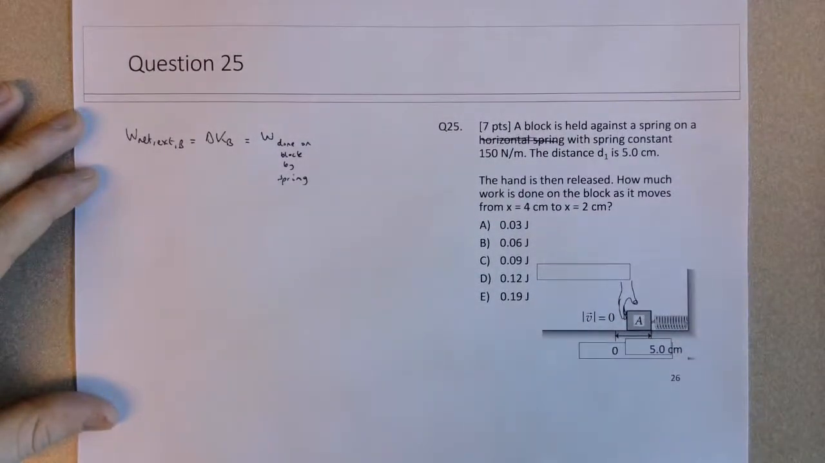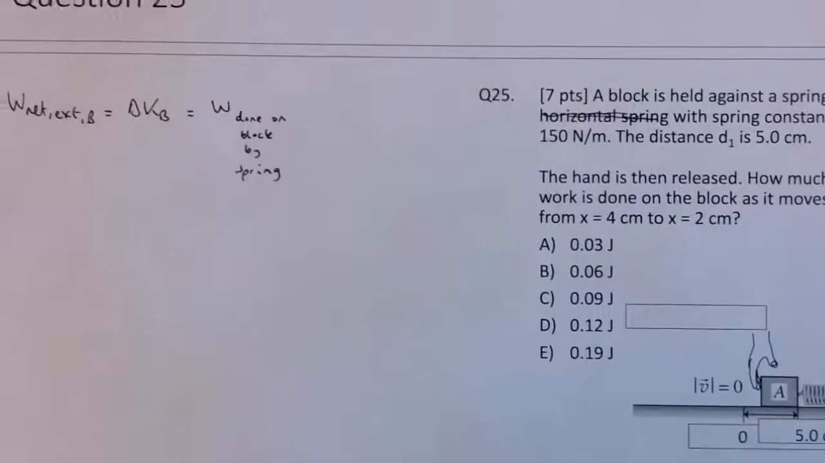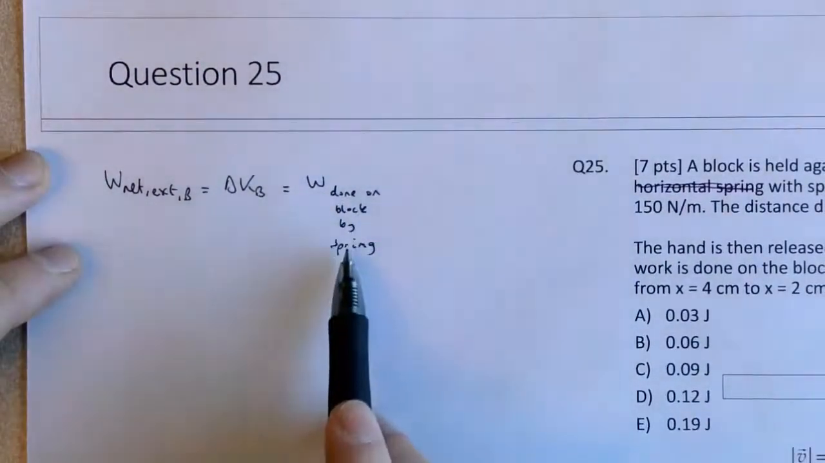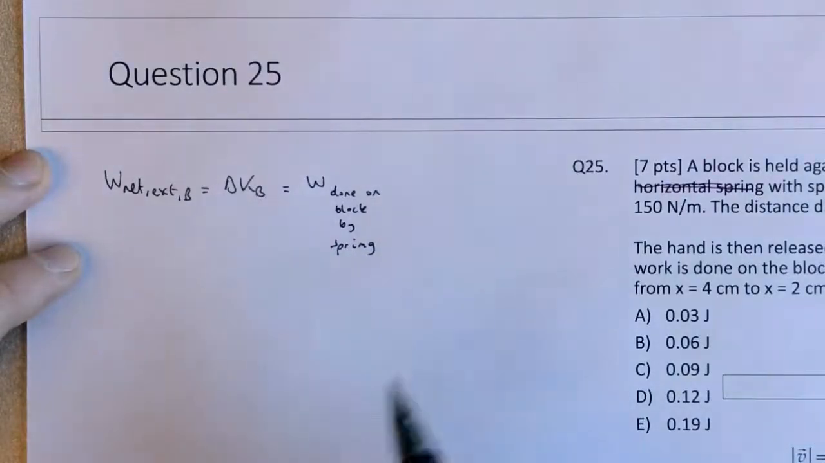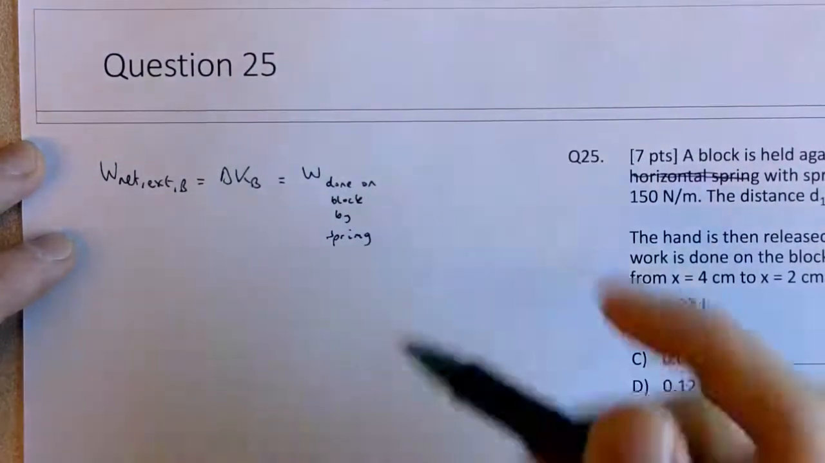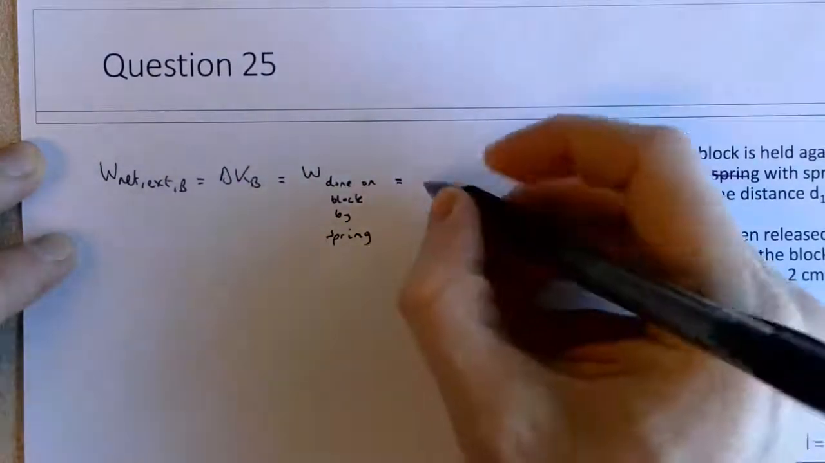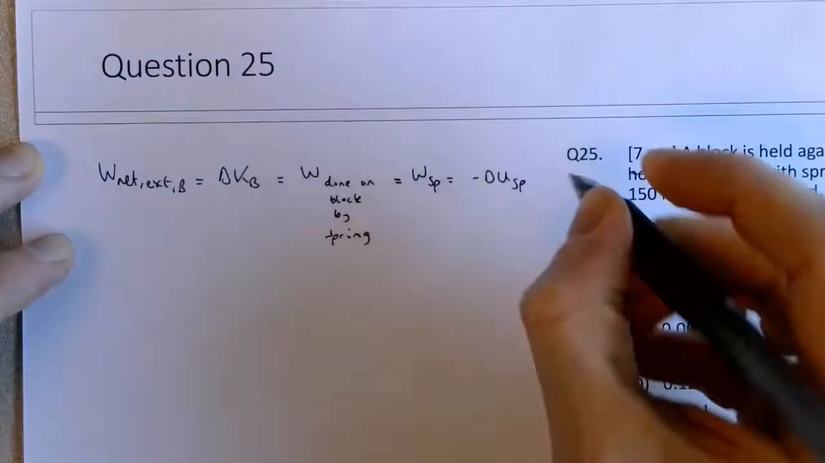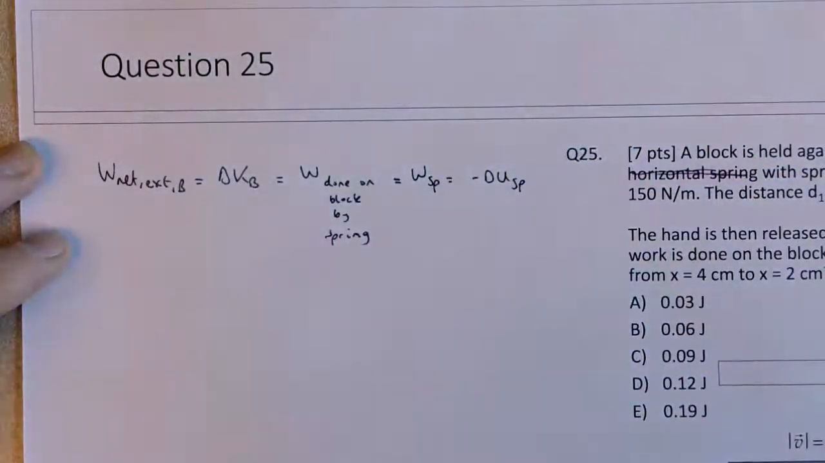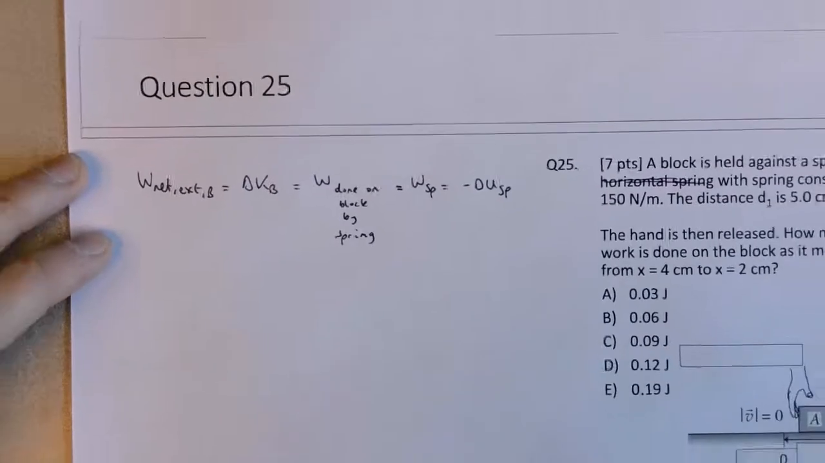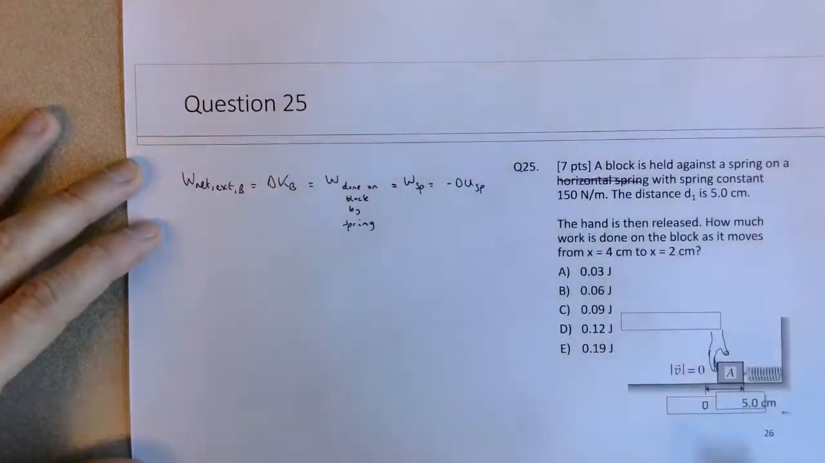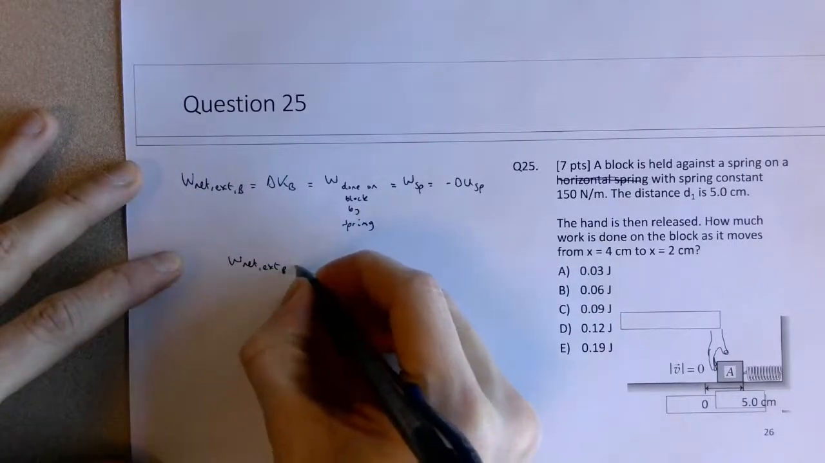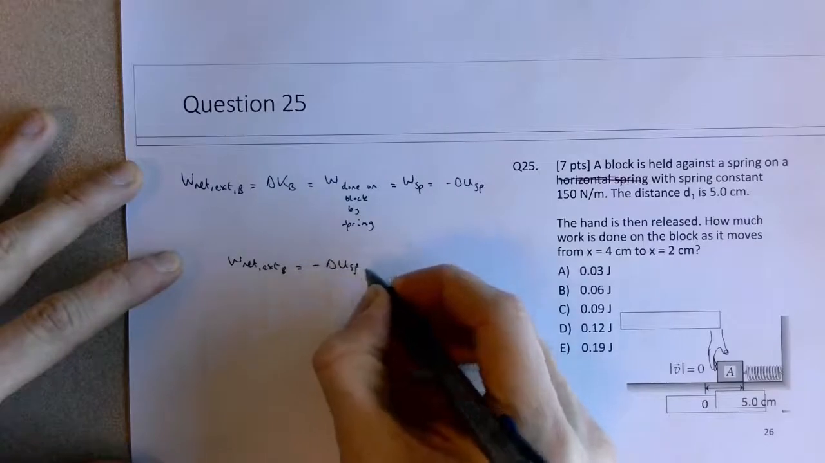So zoom in here. You see this. The work that's done on the block by the spring is the only work that's done on the block, because the normal force and the weight force don't do any work. So this is equal to the work done by the spring, which is negative delta U spring. That's always a true statement. Let's zoom back out here. That's sort of the key to the question. So the net external work on the block is equal to negative delta U spring.